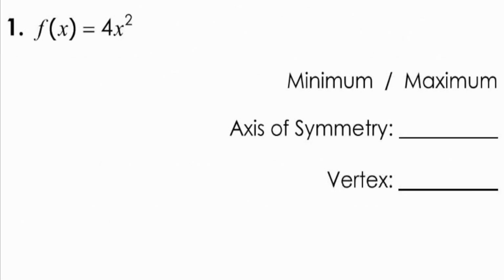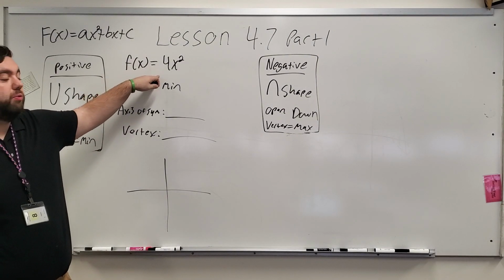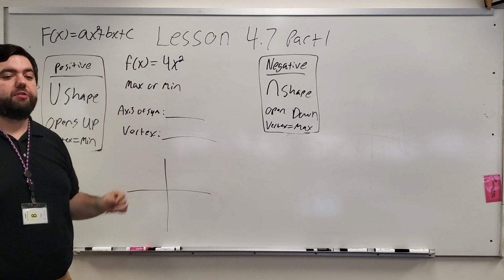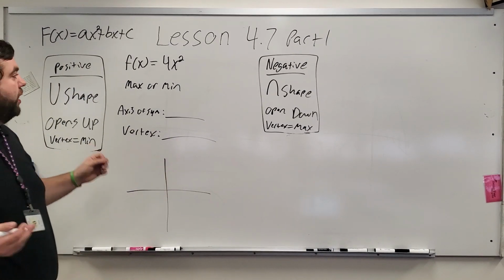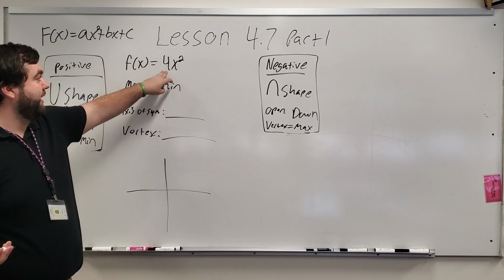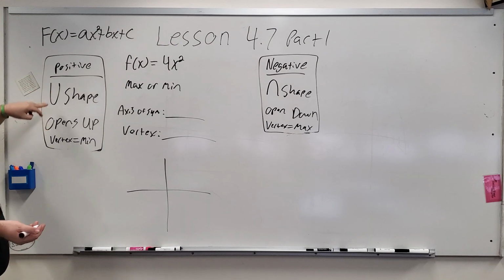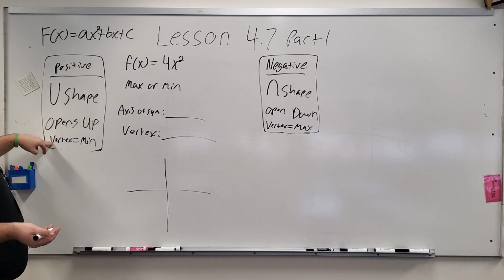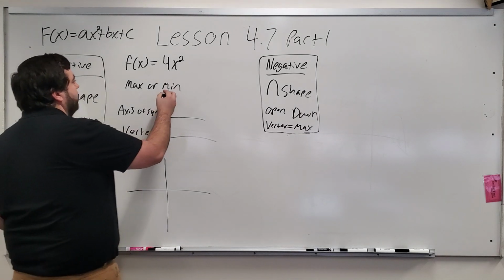Alright, so you should be looking at the first example, which is f of x is equal to 4x squared. So, we're going to go in order of what we can determine, right? So right away, I can determine, is that a maximum or a minimum? How do I determine that? I look at my A. A is positive, so I go here. So it's going to open up, it's going to be U-shaped, and my vertex is going to be a minimum.